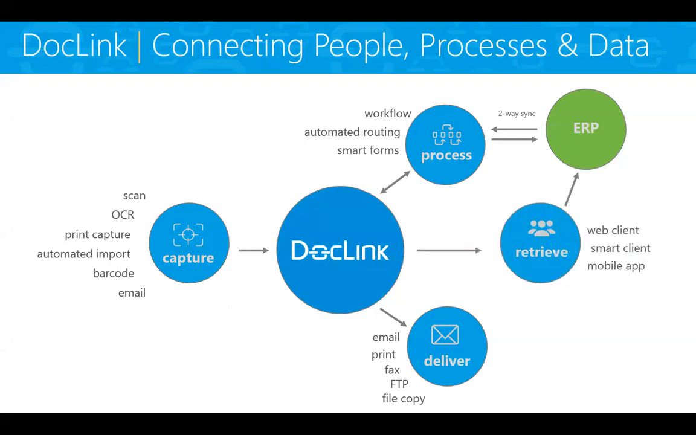And then a lot of different ways to retrieve documents, whether you're accessing documents directly from the Sage ERP screens. Nothing's stored in Sage, everything's stored in DOCLINK, but we have buttons in the Sage screen so that a click of a button sends a message back to DOCLINK to pull the document related to the screen that you're on. A lot of different ways to access DOCLINK beyond Sage. We have web access, we have our smart client access, and then of course mobile app as well.